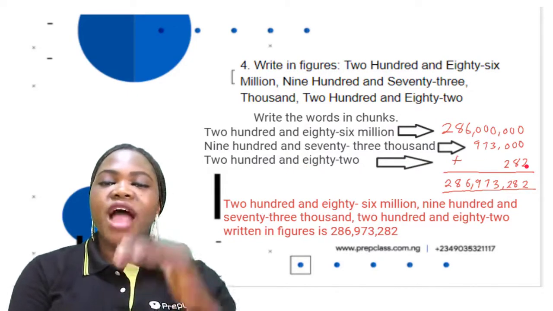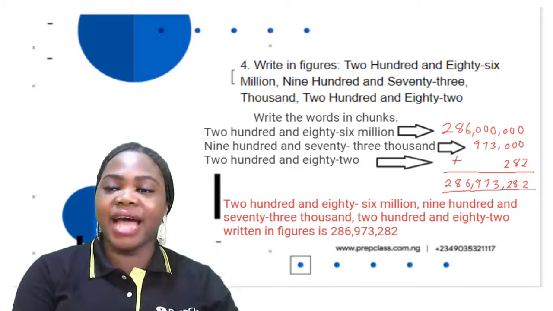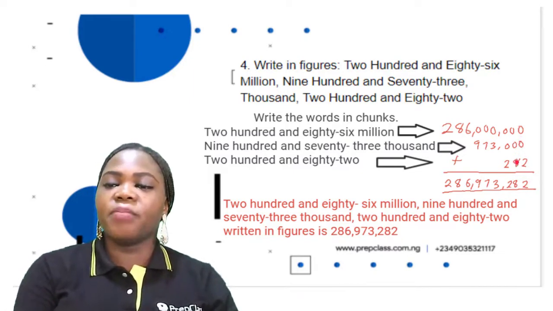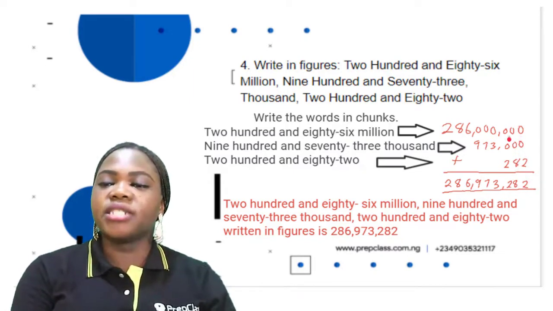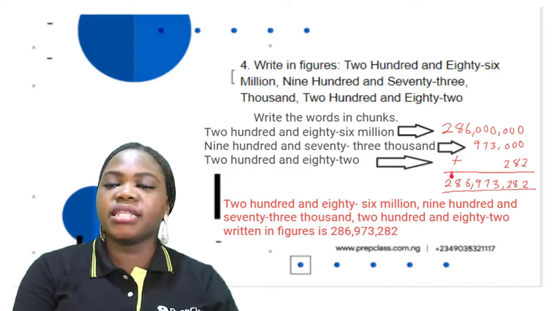282. Now that we have written these words in chunks, we can now add them together. 0 plus 0 plus 2 is 2. 0 plus 0 plus 8 is 8. 0 plus 0 plus 2 is 2. 0 plus 3 is 3. 0 plus 7 is 7. 0 plus 9 is 9. Then 6 plus nothing is 6. 8 plus nothing is 8. Then 2 plus nothing is 2.